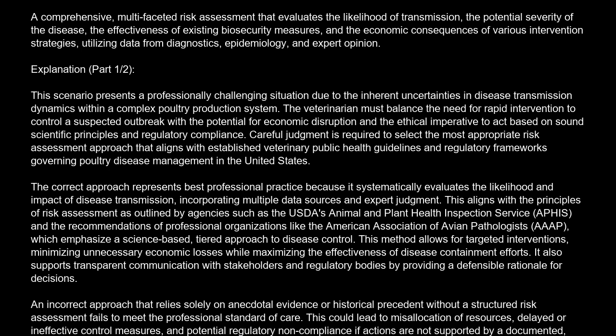This method allows for targeted interventions, minimizing unnecessary economic losses while maximizing the effectiveness of disease containment efforts. It also supports transparent communication with stakeholders and regulatory bodies by providing a defensible rationale for decisions. An incorrect approach that relies solely on anecdotal evidence or historical precedent, without a structured risk assessment, fails to meet the professional standard of care.